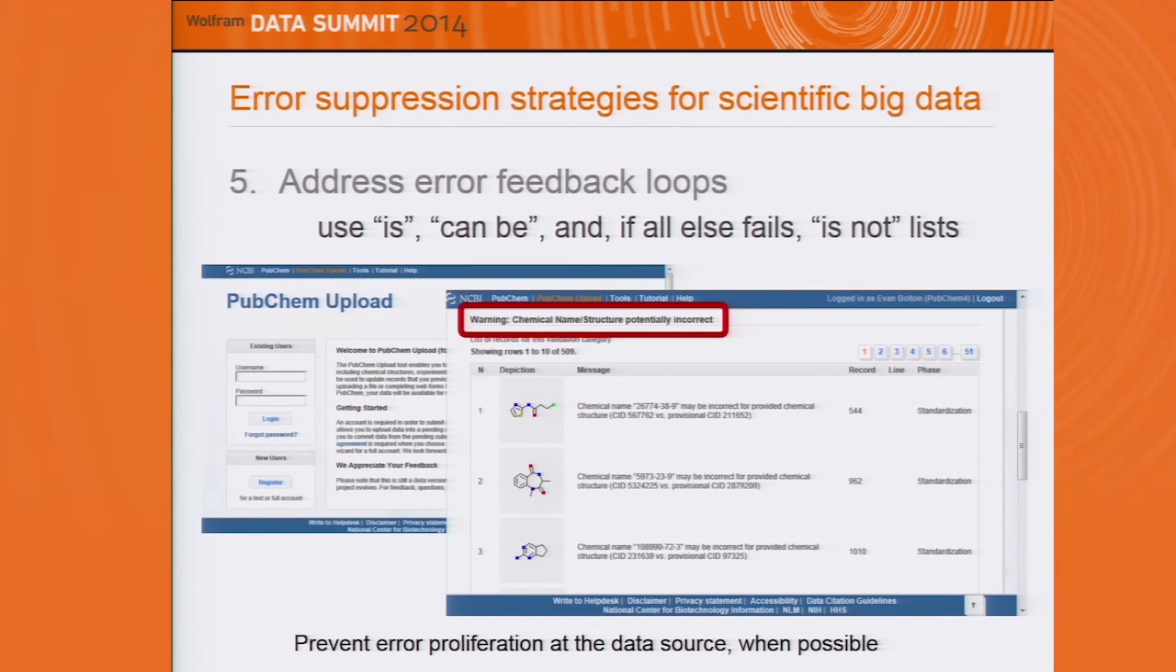The other thing that we've really tried to do is to prevent error proliferation at the data source. When people give us information, we subject it to all types of analyses, and we'll tell them when they're making things worse.